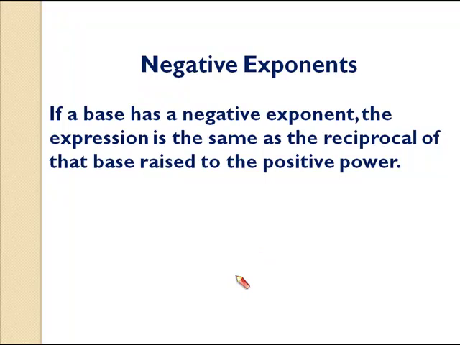If a base has a negative exponent, the expression is the same as the reciprocal of that base raised to the positive power. So back to our 2 to the negative 3 problem. The base is 2, so the reciprocal of just 2 is 1 over 2. And then we take the positive power. So negative 3, we take the positive exponent, or the positive power, which is positive 3. So 2 to the negative 3 becomes 1 over 2 to the third, which equals 1 over 8.